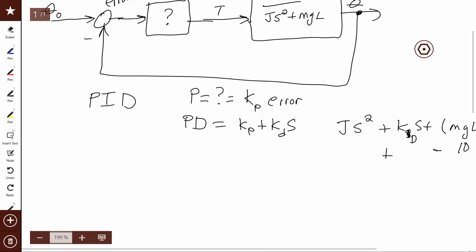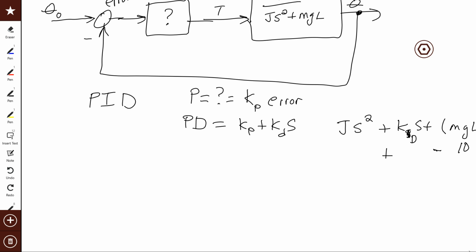Okay, now last time I think what we did was we looked at the steady state value of theta when you had a PD controller on there. You remember that? You remember? You got it in your notes or not? If not, I'm going to do it again. You have it in your notes?